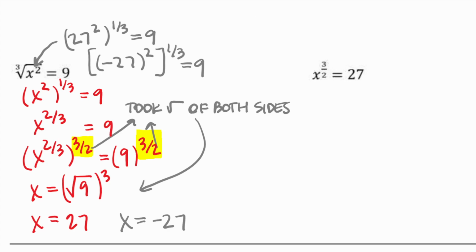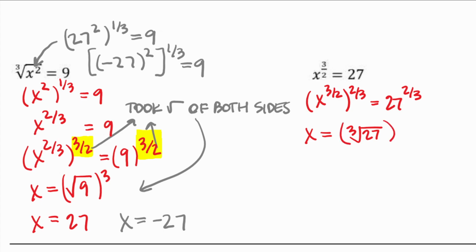And then the second example, still kind of the same considerations, but I'm going to take both sides to the 2/3 power. So I have x to the 3/2, I'm going to take it to the 2/3, and that's going to be the same as 27 to the 2/3. I took both sides to the 2/3 power. Then I'm going to have x on the left, and I'll just have 27 to the 2/3. So I'm going to deal with the denominator first. I'm going to take the cube root, because it's the 2/3 power, so I take the third root. And then I'm going to square that. The cube root of 27 is 3, so this is x equals 9.